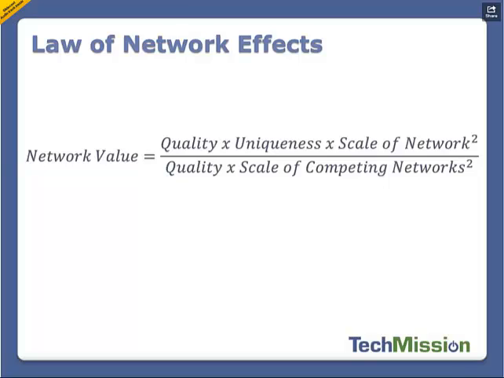So you take the quality of your network. You take the uniqueness of your network. LinkedIn has a very strong uniqueness factor. You take the scale of your network. How many people are on LinkedIn? There's a lot of people. And it has value. So even though it's competing with Facebook, which has very high quality, even higher scale, because its uniqueness is so high, LinkedIn has value. Christian networks are the same way.